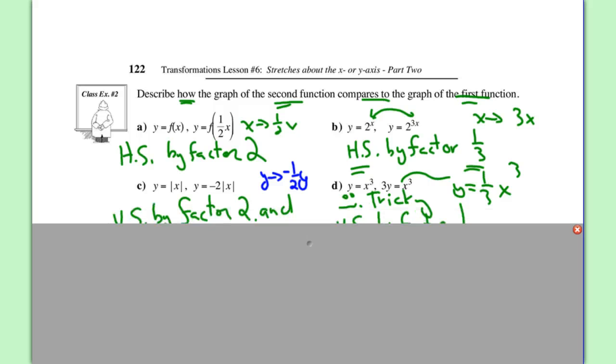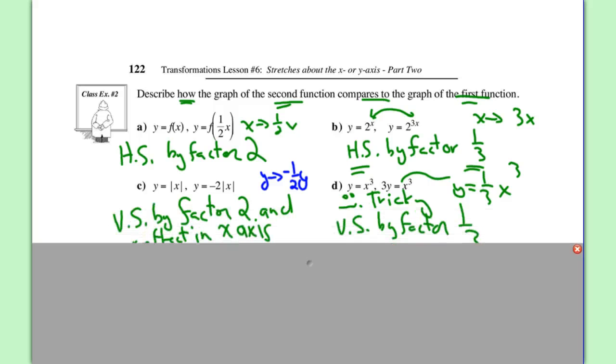Therefore, there's two things that happen. There's a vertical stretch by 2, and there's also a reflection in the x-axis.